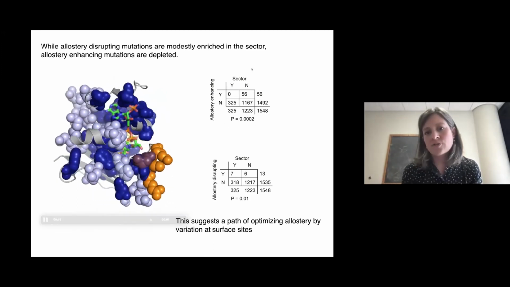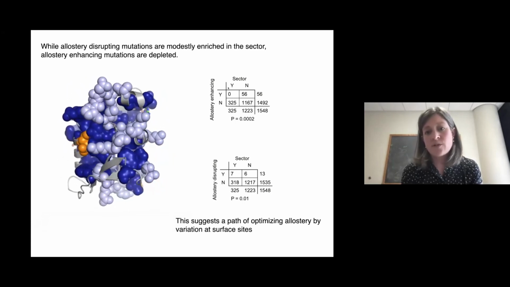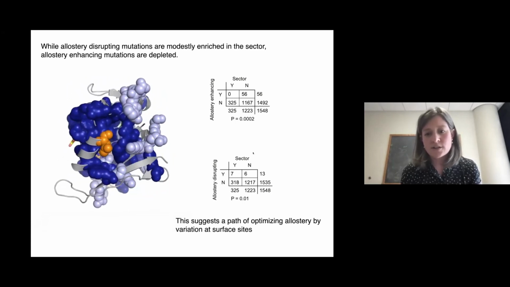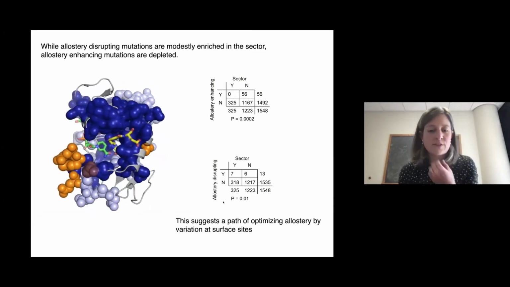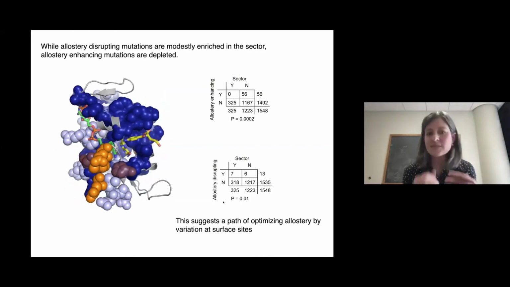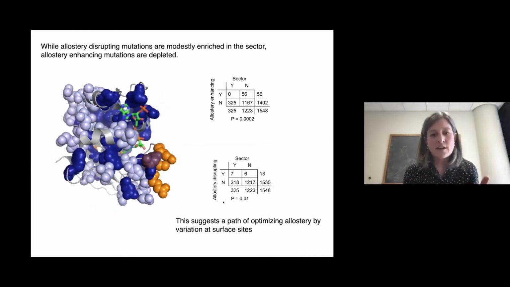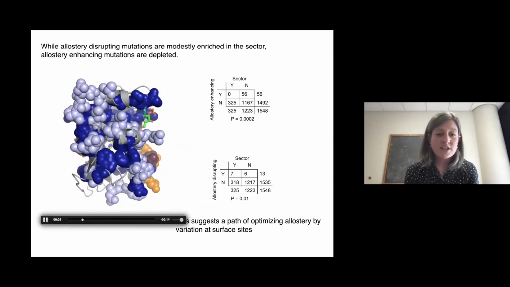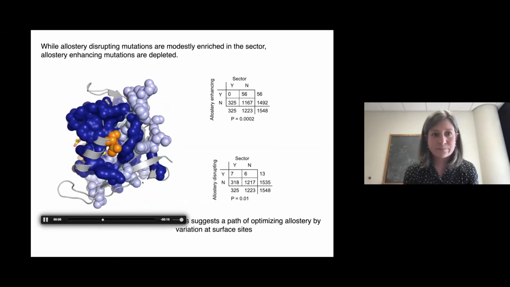So in fact, when you look at the distribution of allostery enhancing mutations relative to the sector, we see that we have no enhancing mutations in the sector. And we see a modest enrichment of allostery disrupting positions in the sector. So overall, this gives us this picture that we can start to optimize or tune allostery by variation at these distal and weakly conserved surface sites.